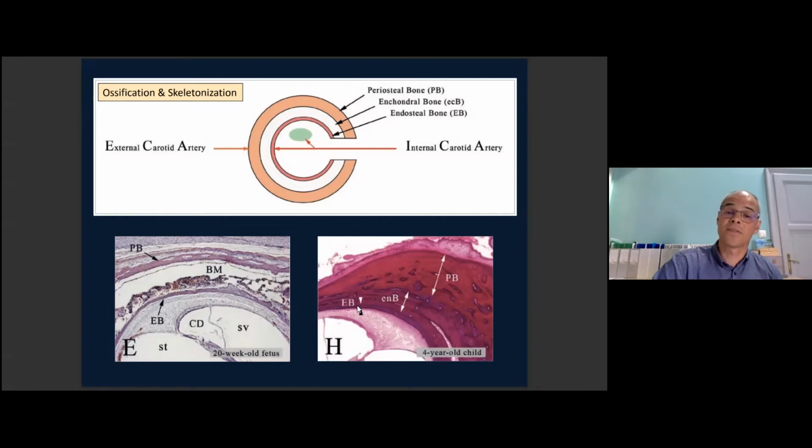This is the endosteal bone, this is the enchondral middle layer without any blood vessel, and this is the periosteal bone with many blood vessels. How does that develop?